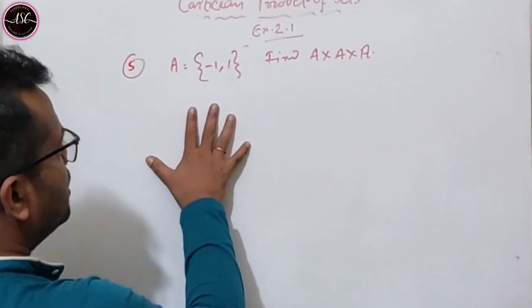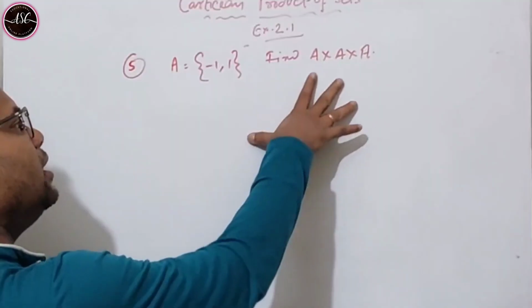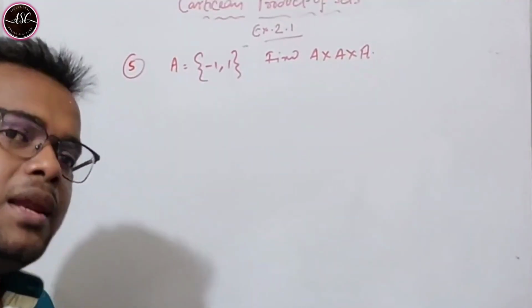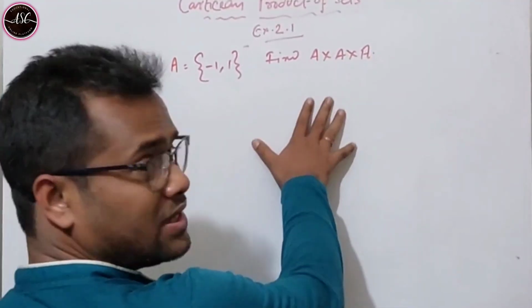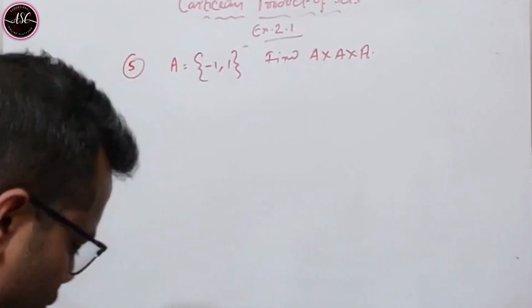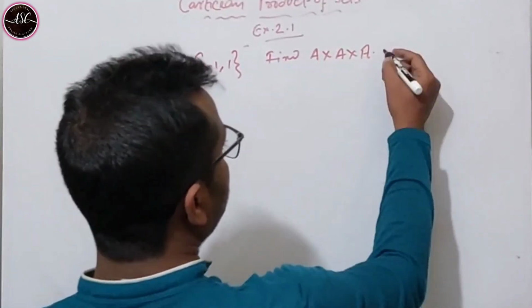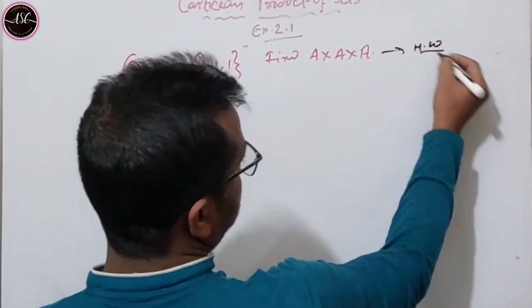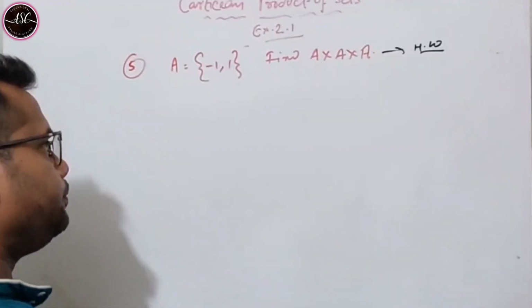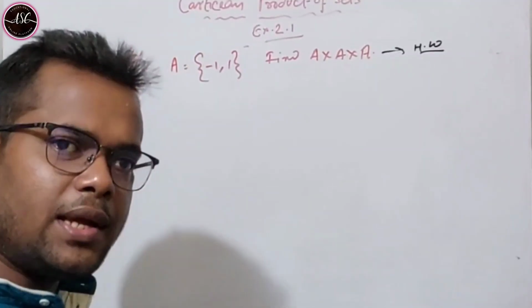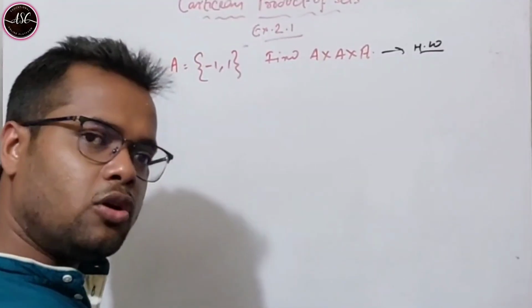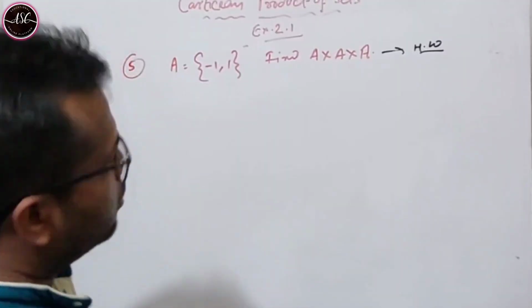Now look at this question. A equal to {-1, 1}. Then find A cross A cross A. In the exercise, we have done this type of question. So this is your homework. If any difficulties arise, then comment in our comment box and we will solve that. Okay.